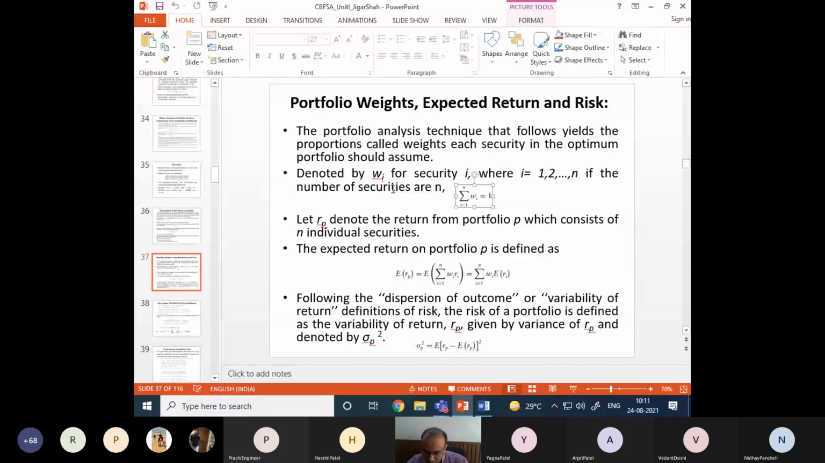And if we now have portfolio P, and I want to find the return on a portfolio with so many securities inside it, again I use this definition of the expected return of the portfolio P, which is E of RP, and it is given by this formula: sigma i running 1 to n Wi into E of Ri. So I need to know the individual expected return of each security. Then if I know the weights of every security, I can find the expected return of the portfolio.